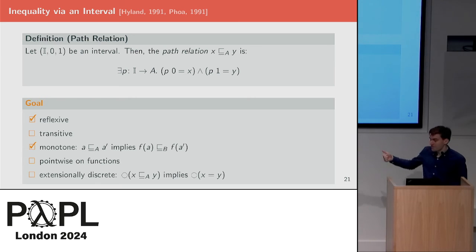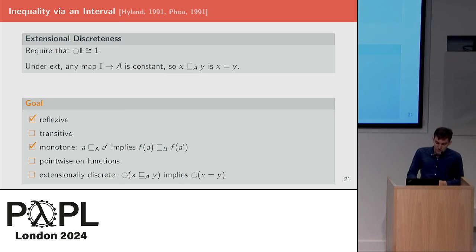And hopefully we would satisfy all those properties we saw earlier, but a priori this only is a reflexive and monotone inequality relation. So we have to do a little bit of work to make sure that this is transitive, pointwise on functions, and extensionally discrete. To make sure that it's extensionally discrete, we can just ask that the interval be extensionally trivial, because then any map out of the interval is going to be a constant, so the left and right endpoints will be the same, and therefore you have your equality. So that solves one problem.